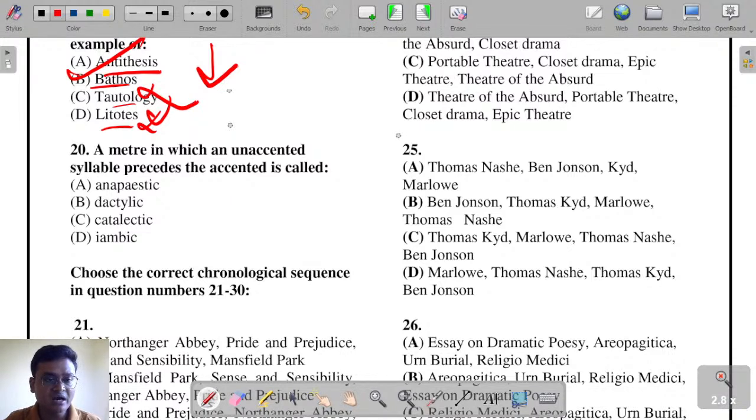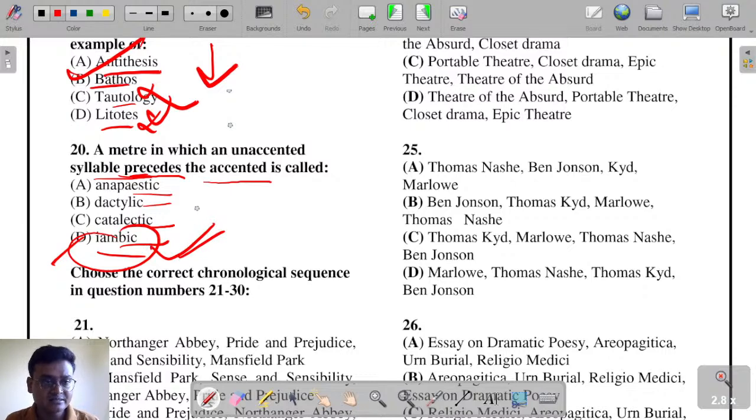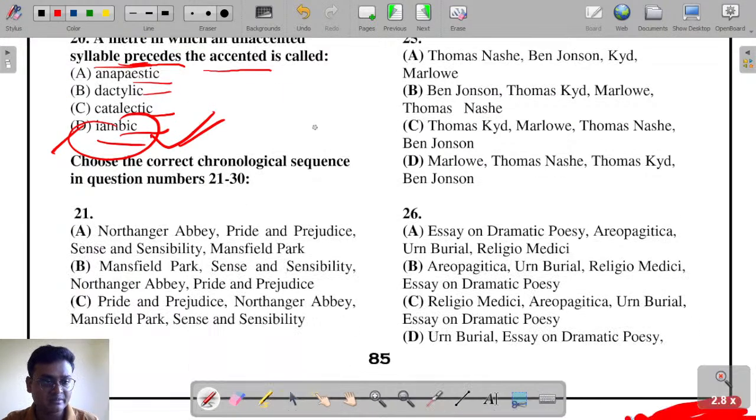A meter in which an unaccented syllable precedes the accented syllable is known as acoustic, catalectic, or iambic pentameter. A meter in which the unaccented syllable precedes the accented syllable is called iambic pentameter.